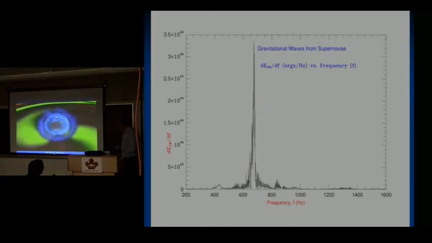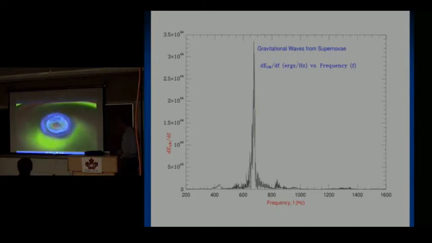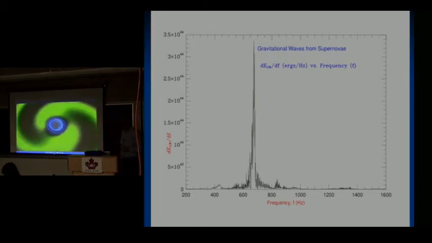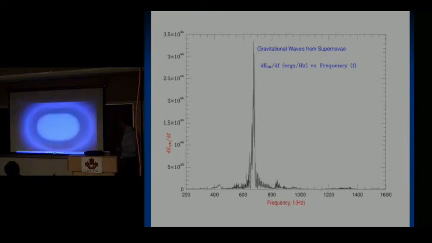This is an example of a 3D simulation by Ott et al., which also includes GR, general relativity, which we didn't include in the previous calculations. Those are Newtonian simulations. You can get very interesting structures, but my only point in showing this is we're on the threshold of being able to do 3D.